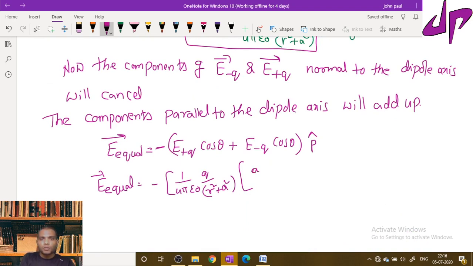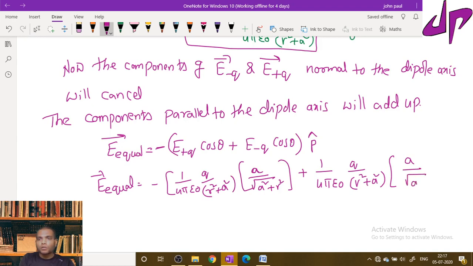A upon square root of A square plus R square, and the electric field due to the negative charge is also the same term, 1 over 4 pi epsilon naught times q by R square plus A square, whose cos term also goes to A upon square root of R square plus A square, and the direction is along the dipole moment. So now you can add the two terms since they both are equal terms.